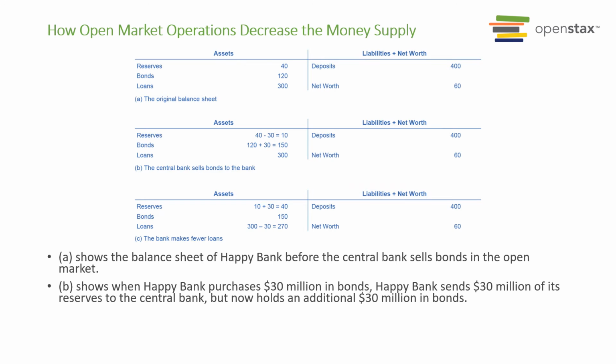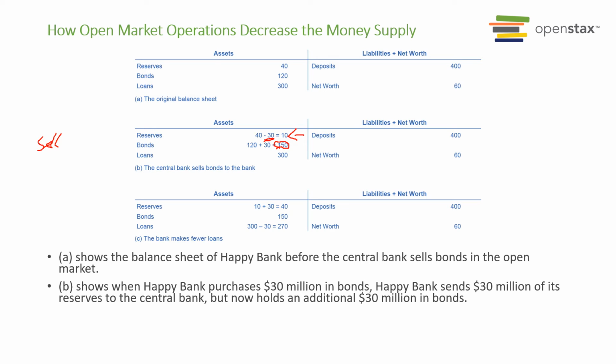All right, so now we still have the same scenario. We start with $40 million of reserve, 120 in bonds, and 300 in loans. But now let's suppose the Federal Reserve Bank says, we're going to sell bonds to this bank, and we're going to sell $30 million of bonds. When you buy bonds, your bonds increase by $30 million, but at the same time, your cash goes down by $30 million. So now you only have $10 million cash.